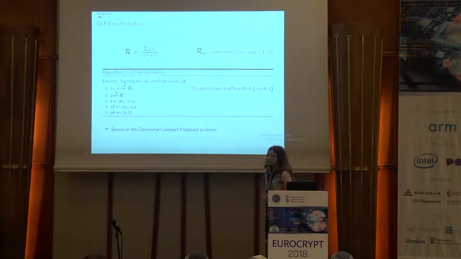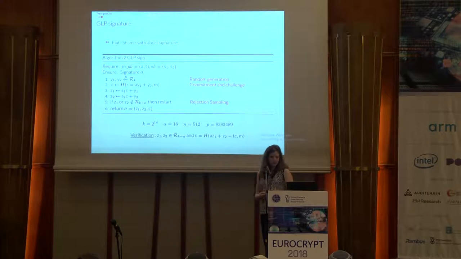We can see that this algorithm is based on a ring-LWE-like problem, because if we have (A, T) and want to distinguish it from random, we have to see if T is equal to A S1 plus S2. But actually, S1 and S2 have a different distribution, and it's a ring-LWE problem where we have only one sample. So this problem has been renamed in the original paper as the decisional compact knapsack problem.